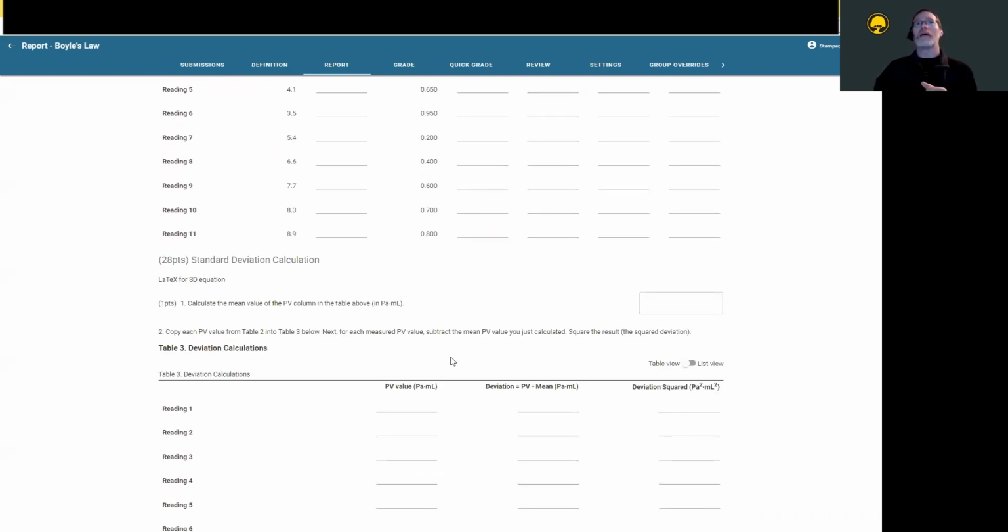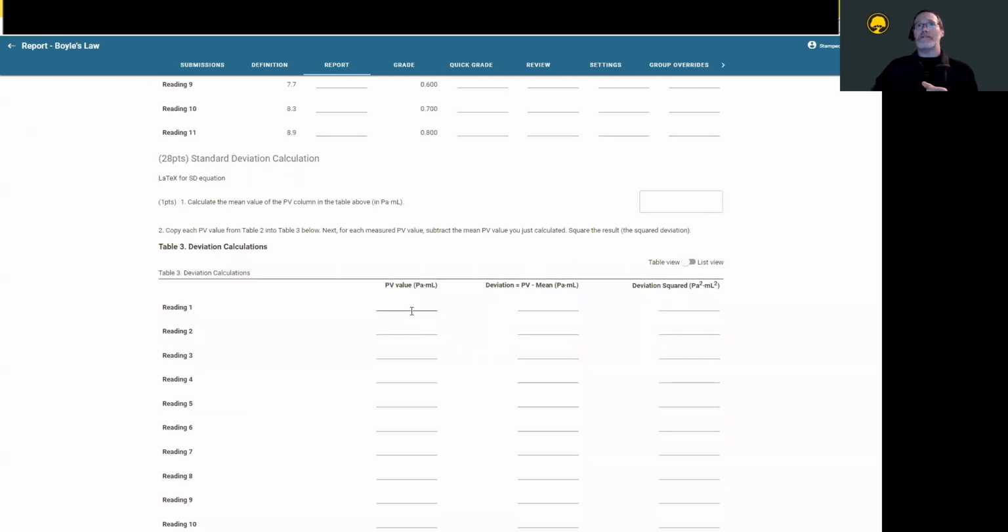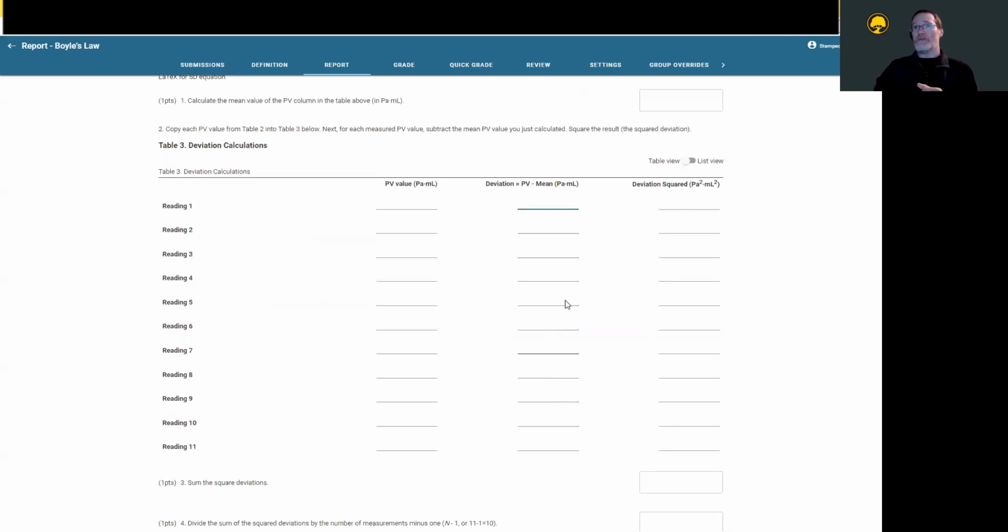Okay. And then you copy those same values down here in PV value. The deviation is that individual value minus the average that you've calculated. And you'll do that for each one of those. Some will be positive, some will be negative. Some will be large differences, some will be smaller differences, okay? Then the deviation squared is literally this number squared. That number squared. Okay, you're going to square each one.